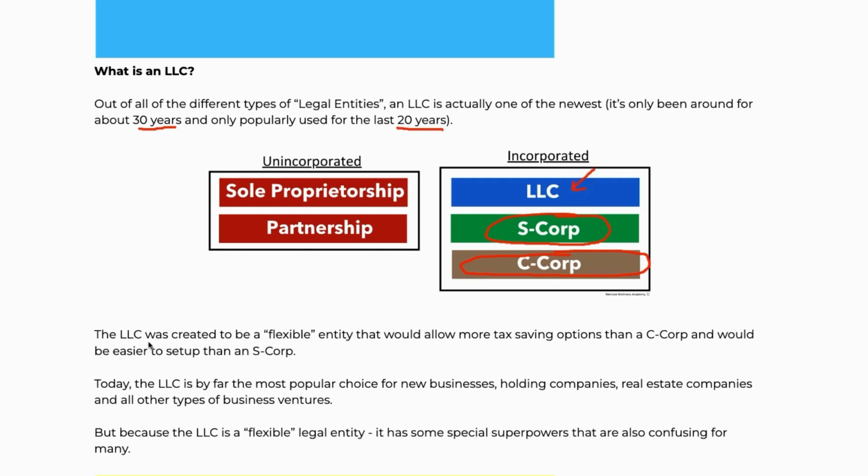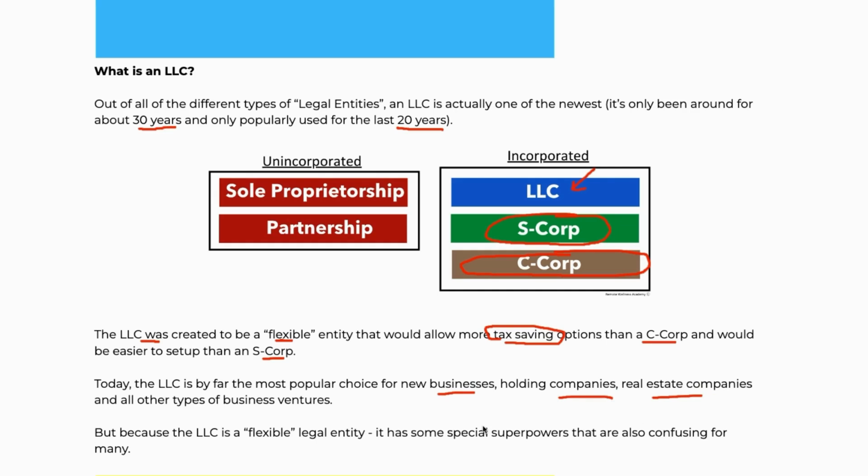So an LLC was created to be a flexible entity that would allow for even more tax saving options than a C Corp, and would be easier to set up than an S Corp. Okay, so an LLC was designed to be something flexible, so that it does the best of all worlds. And so today the LLC is by far the most popular choice for new businesses, for holding companies, for real estate companies, and literally almost all other types of business ventures. An LLC is by far becoming the most popular.